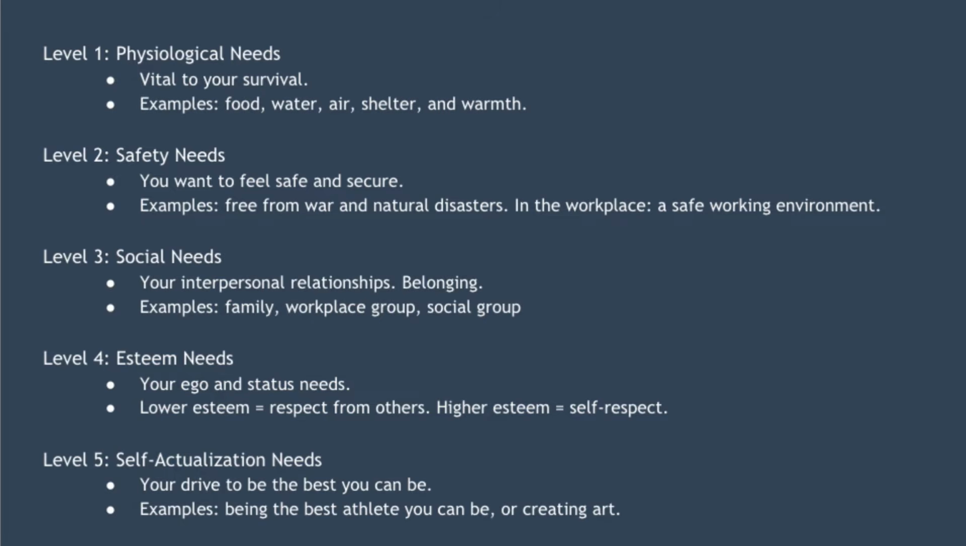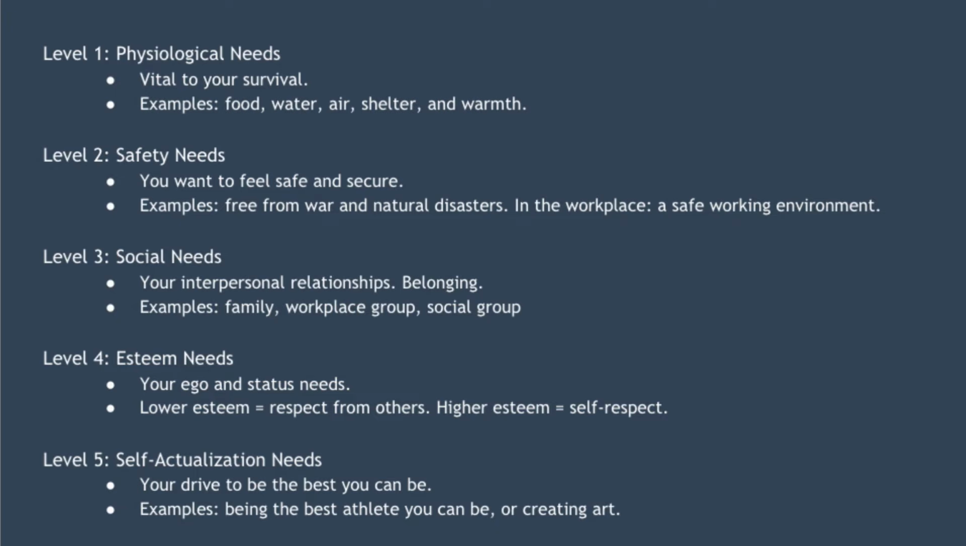The third level is social needs. At this level, you'll have a desire to develop your interpersonal relationships. You want to feel as though you belong to a group. Now, these needs include intimacy, friendship, and family. And according to Maslow, at this level, you'll feel this need to belong to one or more groups. Now, that could be a family group, a workplace group, or even a social group. And belonging to a group is commonly called affiliating. And that simply means you attach yourself to the group or to a club.